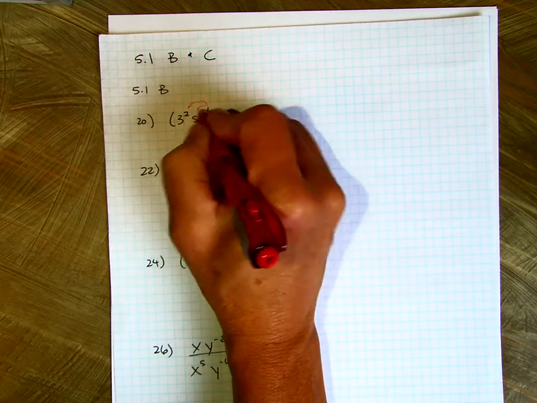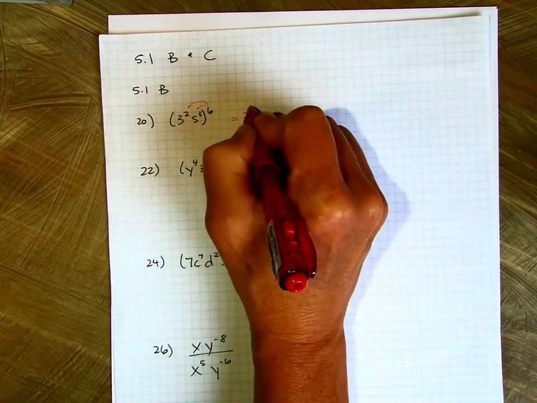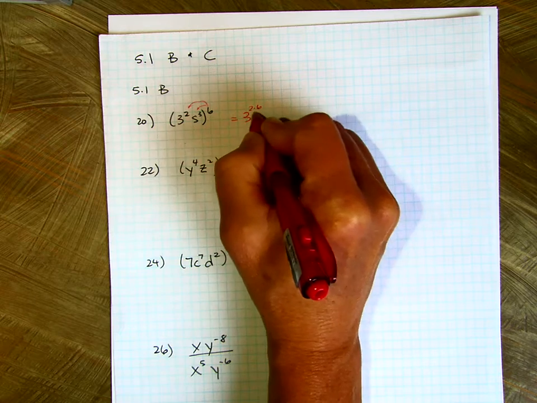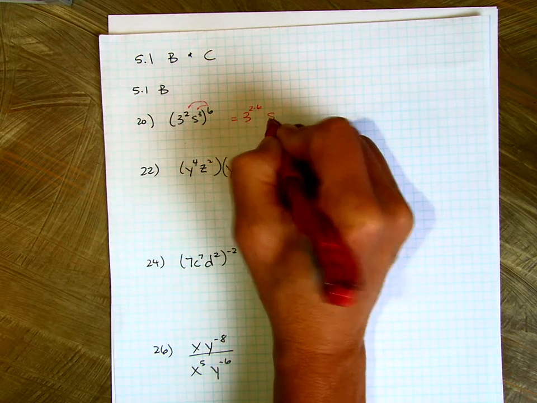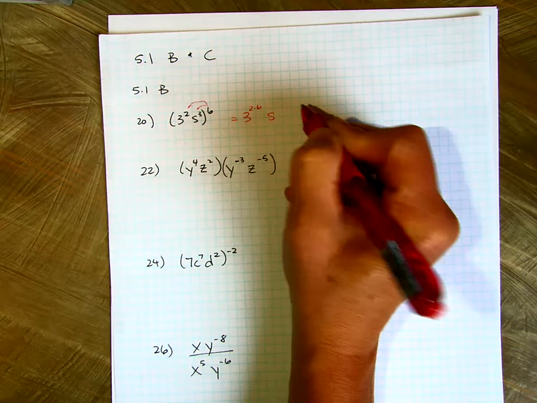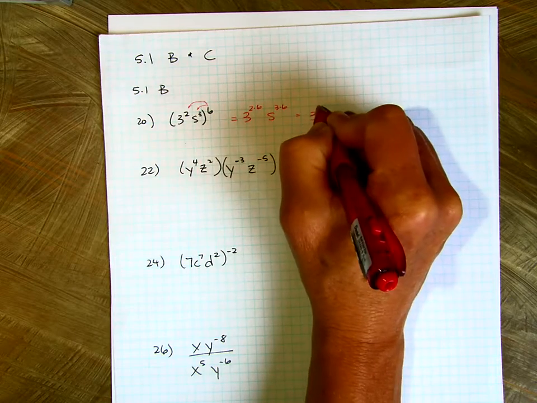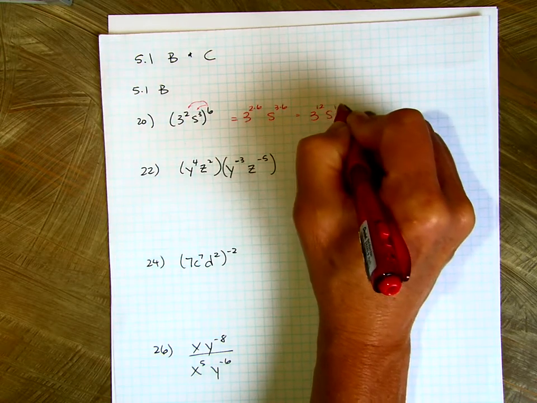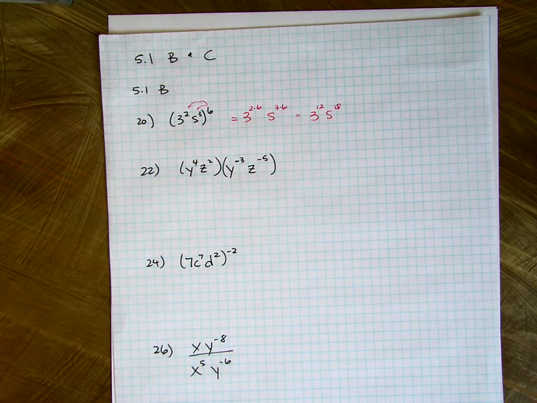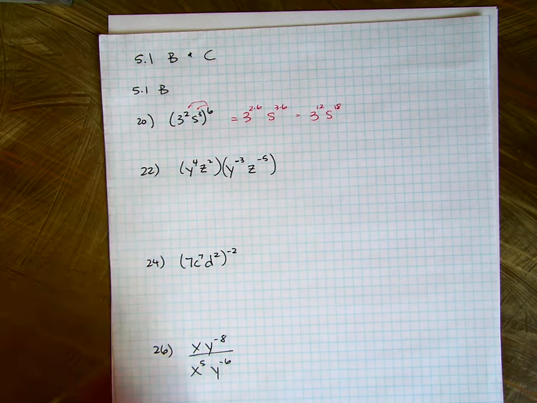So when I raise a power to a power, I multiply. So that's 3 squared times 6. That's S. I don't like S's. 3 times 6. So that's 3 to the 12th, S to the 18th. Raise a power to a power, you multiply.